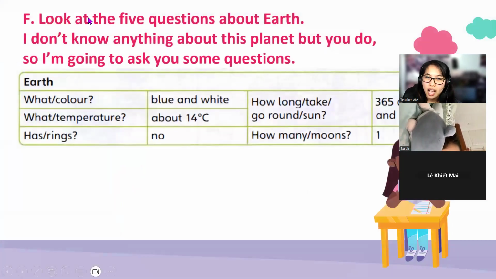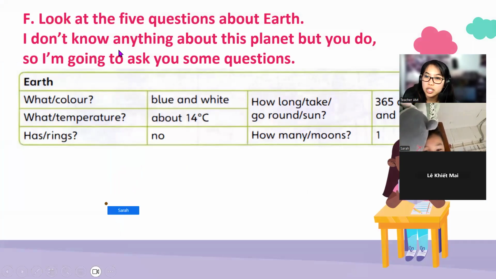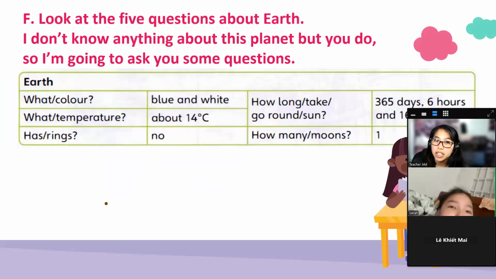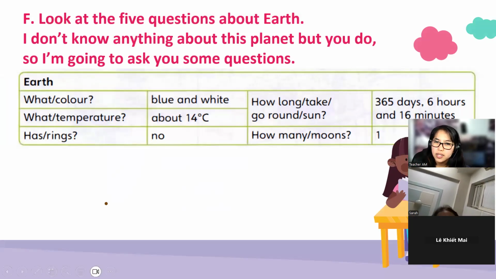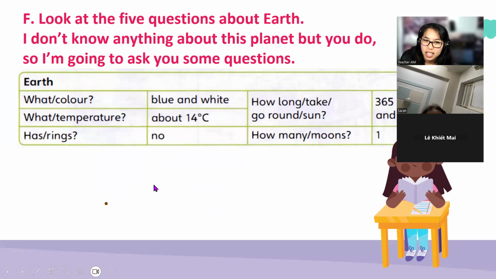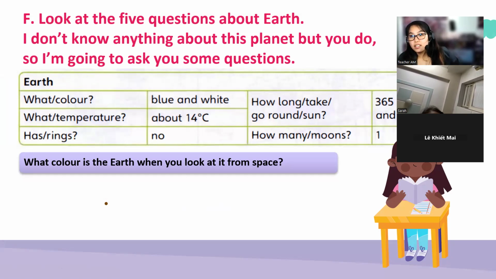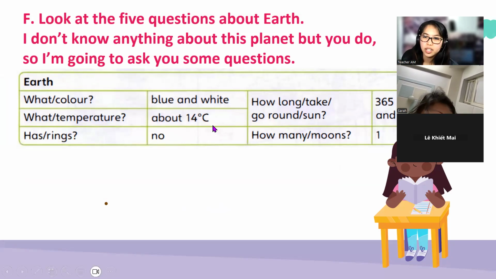Now, this time, I want you to look at the 5 questions about the Earth. I don't know anything about the planet Earth, but you do. So I'm going to ask you some questions about it. Listen carefully, Maya and Sarah, what color is the Earth when you look at it from space? The Earth is blue and white. Very good.